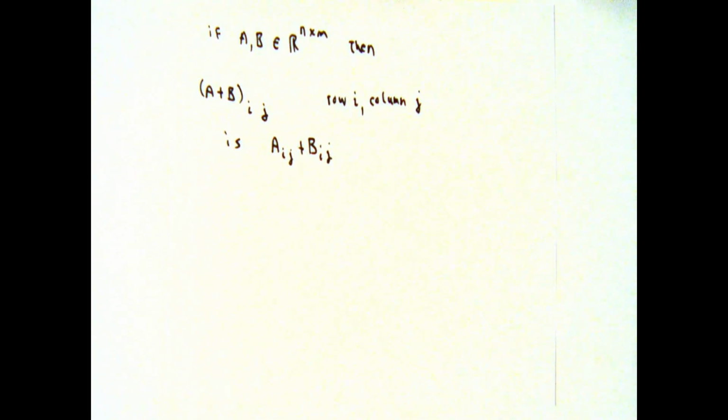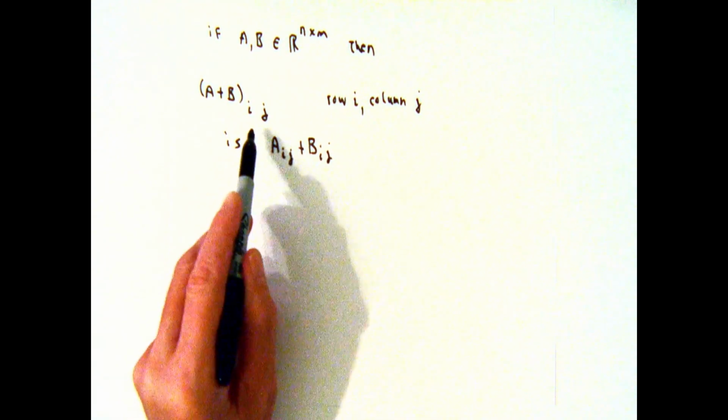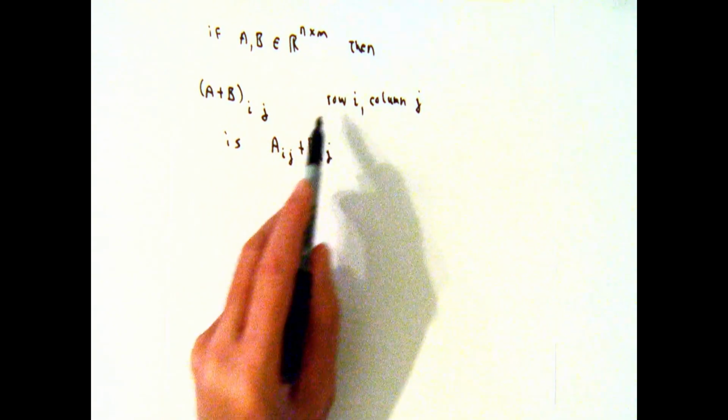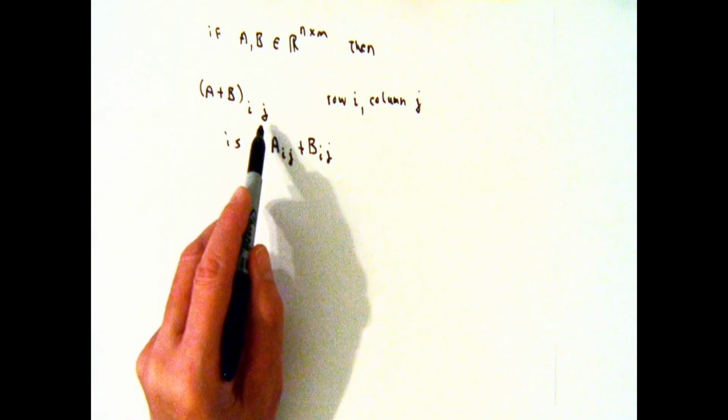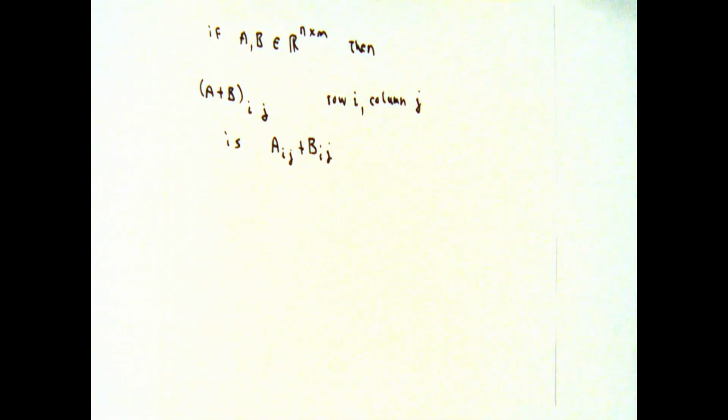Suppose that you have 2 matrices A and B with the same dimensions, the same number of rows and the same number of columns. When I write the name of a matrix with 2 subscripts, I'm indicating that I'm looking in the row that corresponds to the first index, row i, and the column that corresponds to the second index, column j. We are going to define a matrix named A plus B. The numbers in A plus B are just the sum of the corresponding numbers from A and B separately.